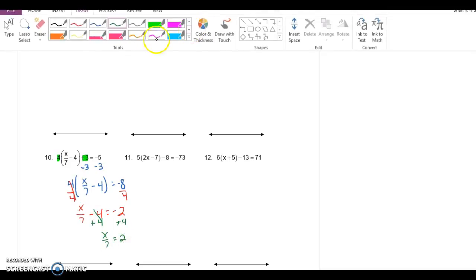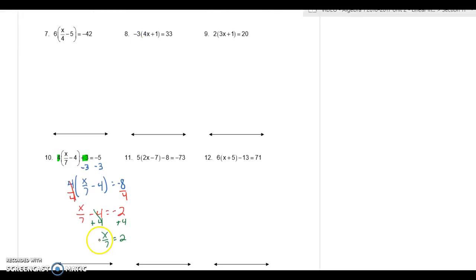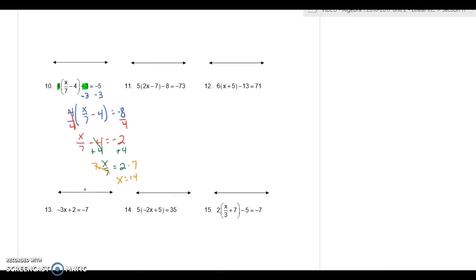And we have one more step to do. We're going to get rid of or reverse that dividing by 7 by multiplying by 7. So x is 14. So I'm going to graph 14 on my number line.